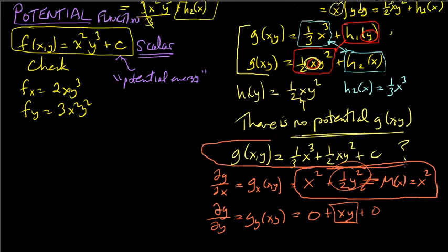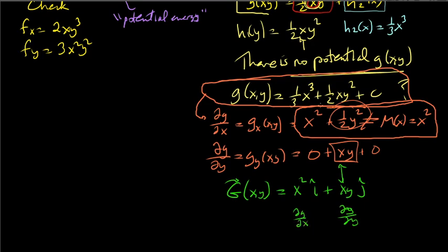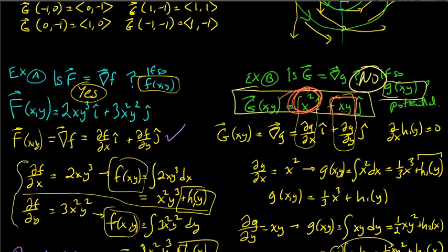If you think that this is the scalar function, check. Take the partial derivatives, and they should match the original vector field, which again I erased already, but it's way up there. It's x squared i plus xy j. And yeah, the xy works. That is the y partial of g. But then the x partial of g should be equal to this, and it's not, right? We have that extra 1/2 y squared. Doesn't work.